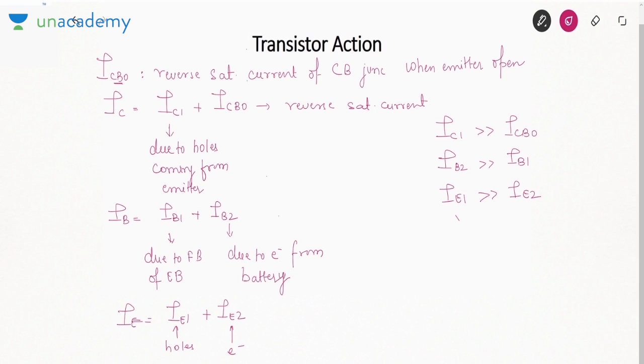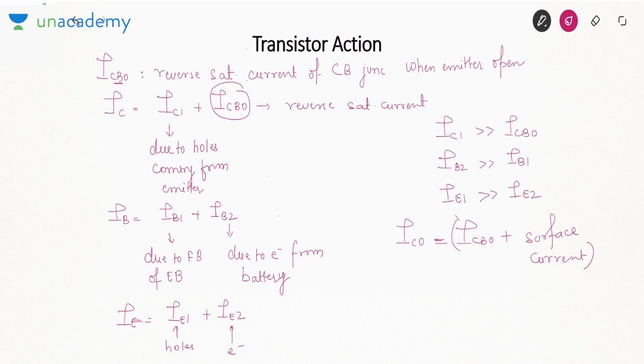Now, sometimes this reverse saturation current will not be called ICBO. It is sometimes also called ICO. Now, ICO is actually a different current. It is ICBO plus surface current. There is some surface current also flowing at the surface of the BJT. If you add that, then it will be called ICO. But in many books, you will see ICBO and ICO are used interchangeably. That means we are ignoring the surface current.